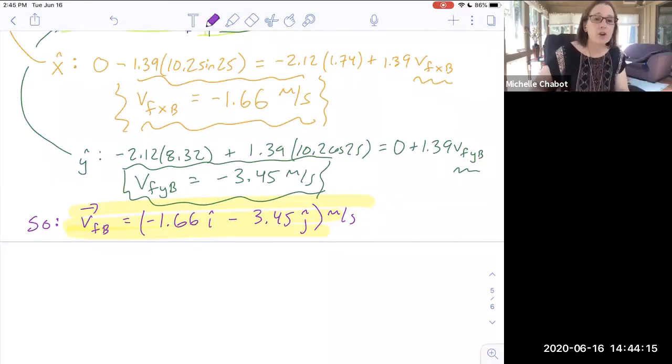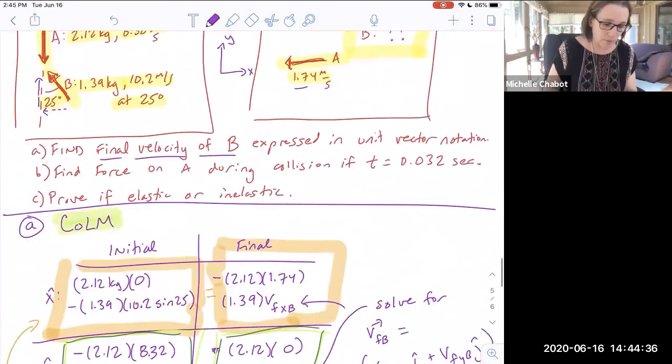If it had asked for a magnitude and a direction, I would have done all of this. And then I still would just have the additional step of saying, okay, I have my two components of a vector, find the magnitude, the square root of the squares, and the angle, the inverse tangent, just like we've always done with all of our vectors. Okay, great. So now let's go ahead and look at part B of this problem.